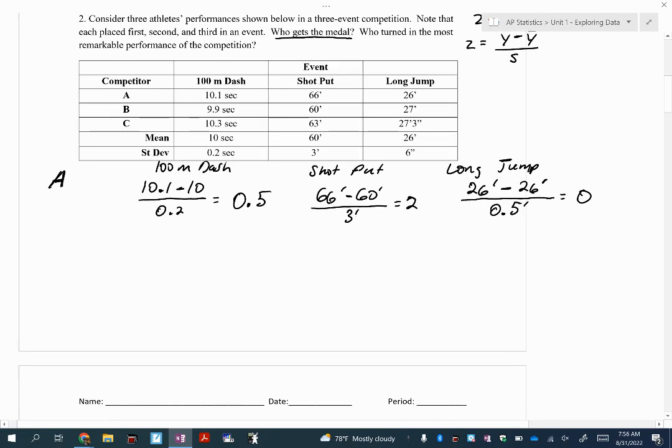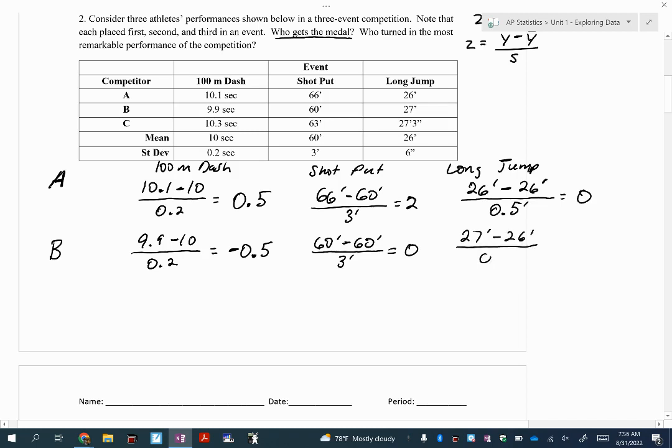Okay, so I'm going to do the same process for my other 2 competitors. So we got 9.9 minus 10 over 0.2. So this will be a negative 0.5. Then the shot put for competitor B, they actually put the shot at the exact average. So just like the long jump for competitor A, their z-score will be 0. And then for the long jump for competitor B, they had 27 feet minus 26 feet over half a foot. So that's 1 divided by 0.5, which is going to be 2 for the z-score.